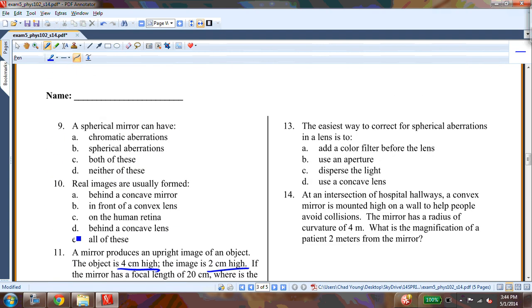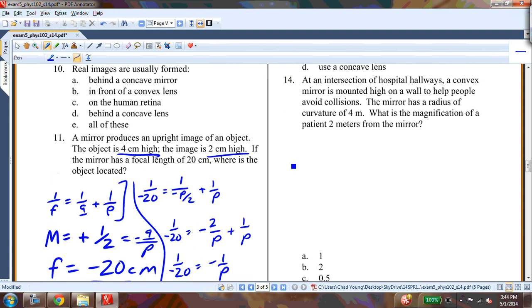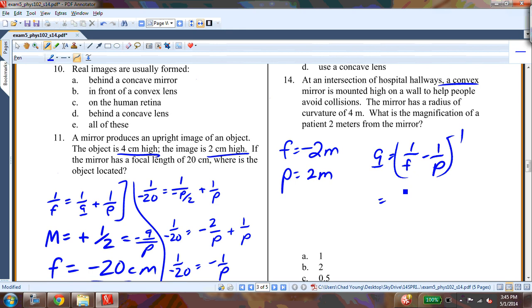The easiest way to correct for spherical aberrations in a lens is to use an aperture. In an intersection of hallways, a convex mirror is mounted high on a wall to help people avoid collisions. There's a radius of curvature of 4 meters. That means the focal length is 2 meters, but it is a convex mirror, so the focal length is negative 2 meters. What is the magnification of a patient 2 meters away? So again, I need to find Q, 1 over F minus 1 over P. So that's negative 1/2.